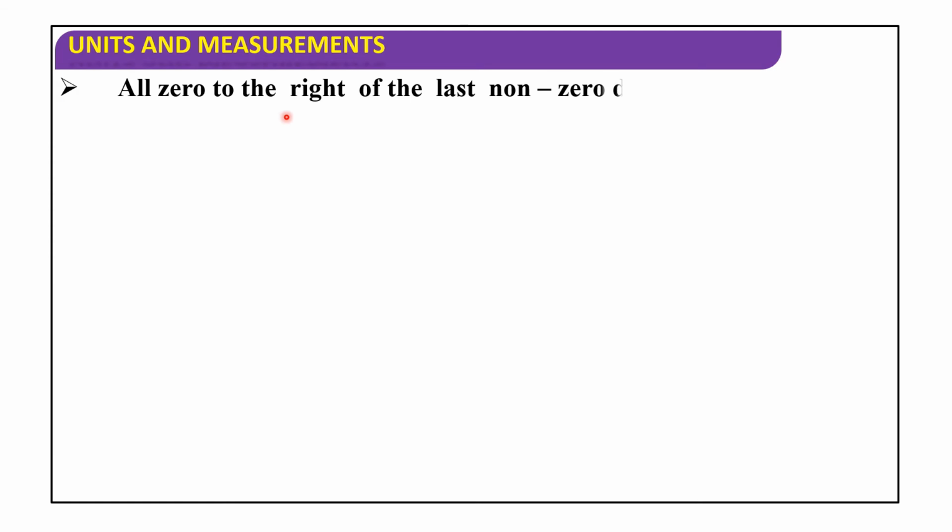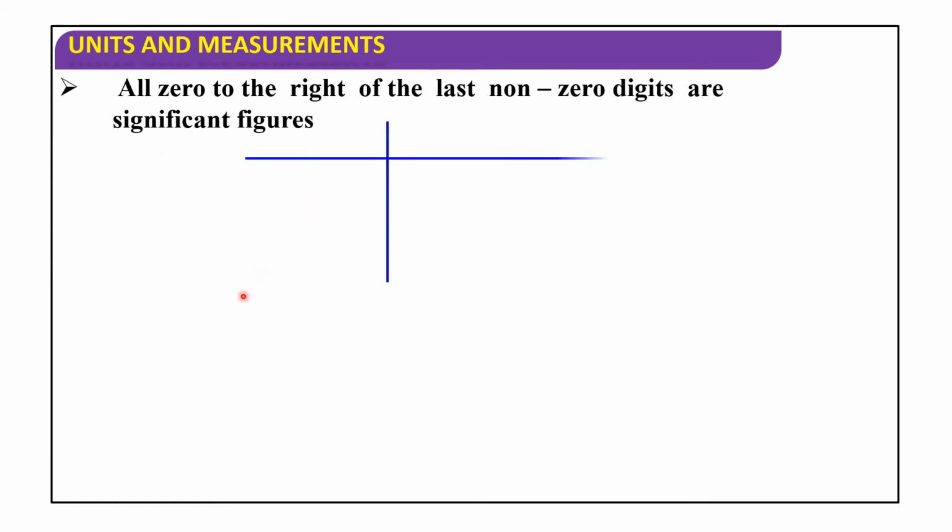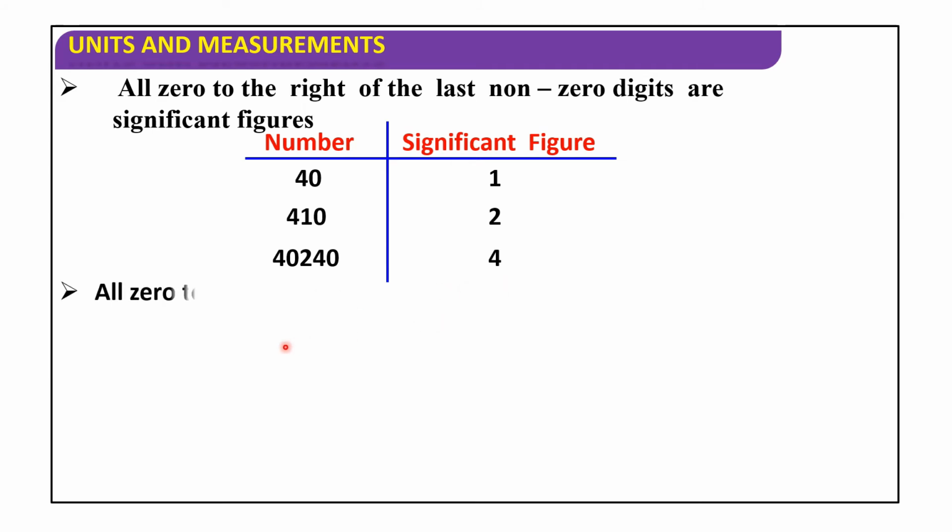All 0s to the right of the last non-zero digit are significant figures. See the number and its significant figures. Here, all 0s to the right of the last non-zero digit are significant figures. The number 40 has significant figure 1. 410 has significant figures 2. Next, 40,240 has 4 significant figures.